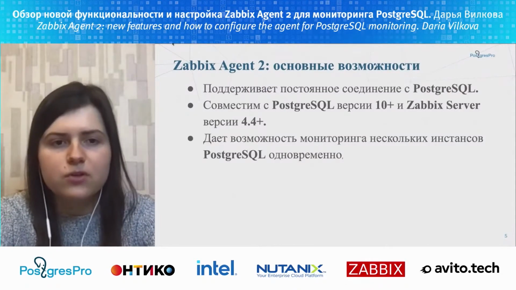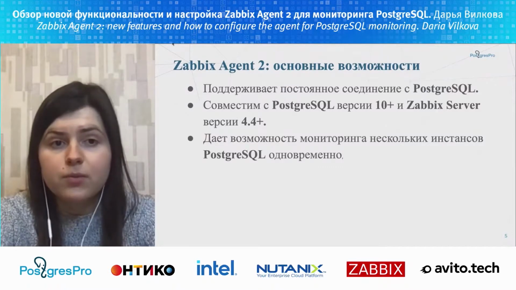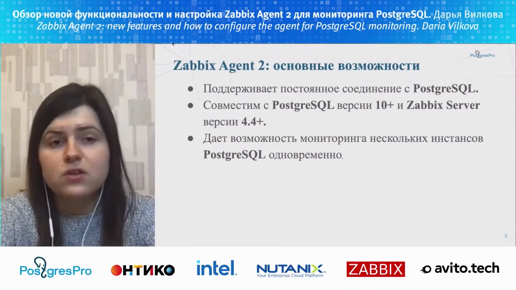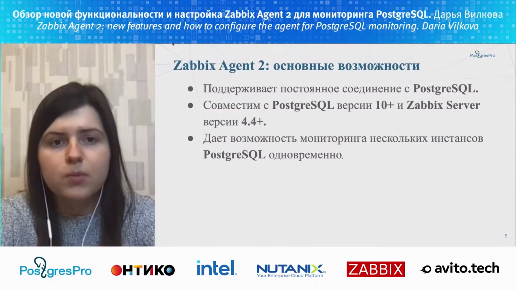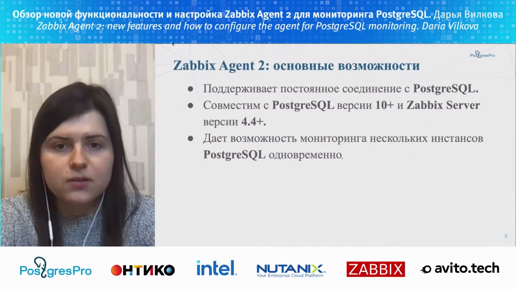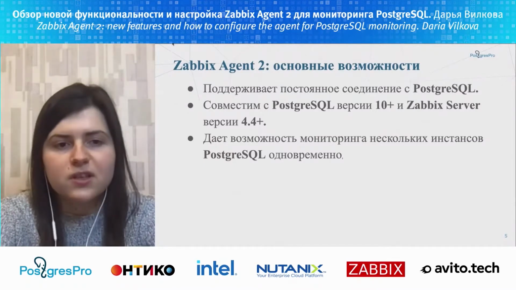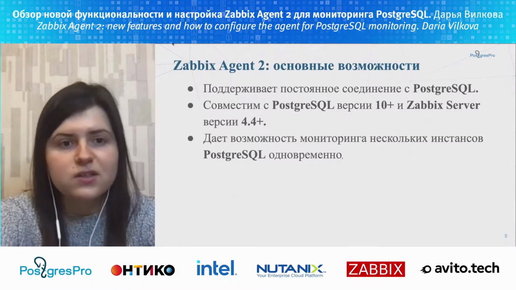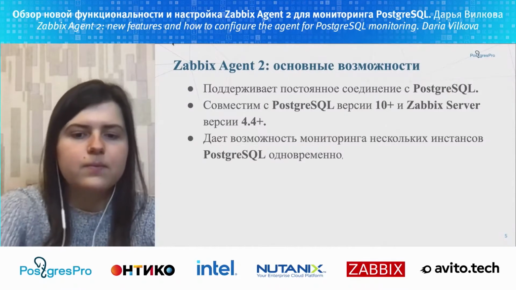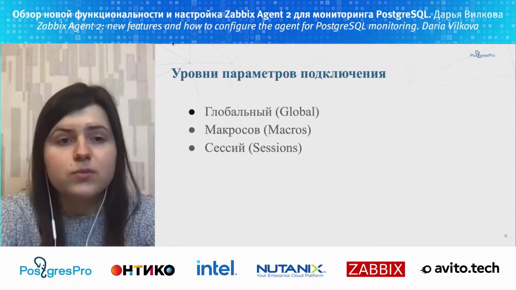Zabbix Agent 2 enables supporting a permanent connection with the database. It's a good advantage compared to the previous version, where all queries were done by calls that could create additional load. The plugin is compatible with Postgres 10 plus and Zabbix server 4.4 plus. The Zabbix agent provides monitoring of several instances simultaneously. How to set it up, in detail, on the next slides.